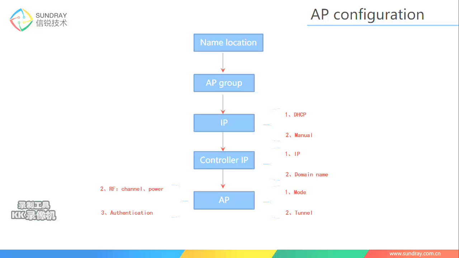We suggest if the customer have very hard requirement for security, they need to do the anti-phishing. So we need to deploy one separate AP in monitor mode for detecting the phishing SSID or phishing AP. So this is the second working mode.